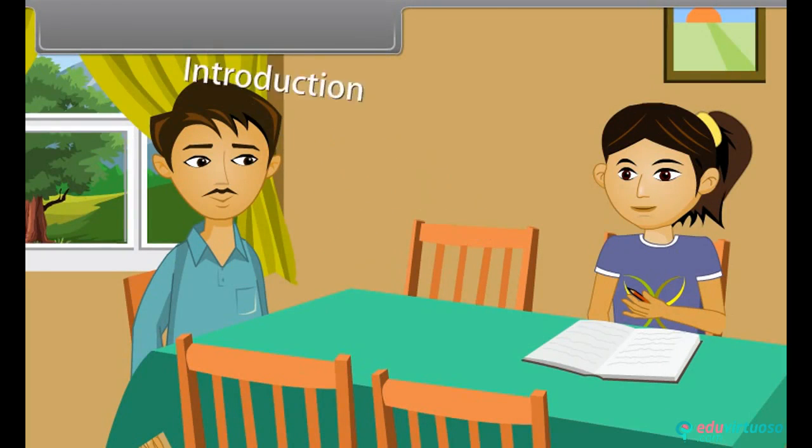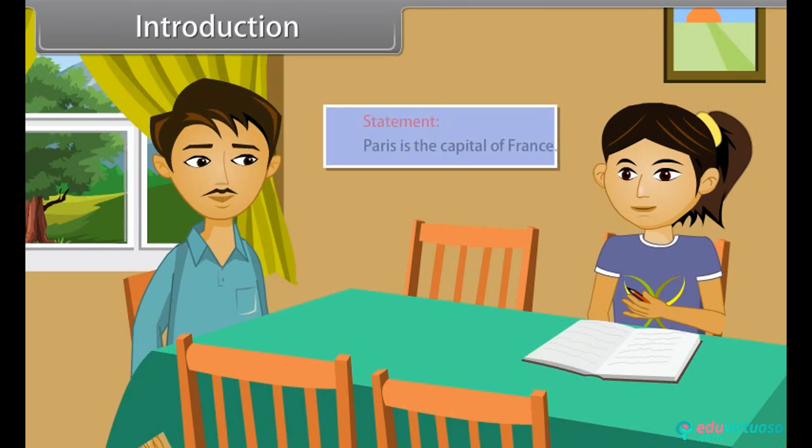Hey Ria, what are you doing? I am doing sentences. Okay. Do you know in mathematics the sentences are also known as statements? No, but how can we call them statements? Would you like to learn more of it?